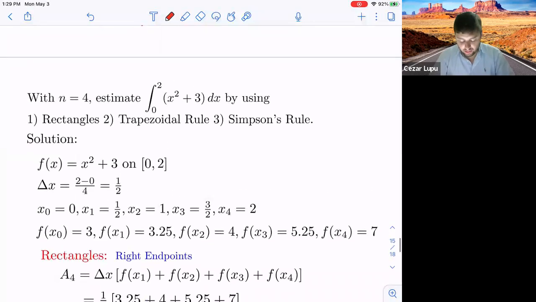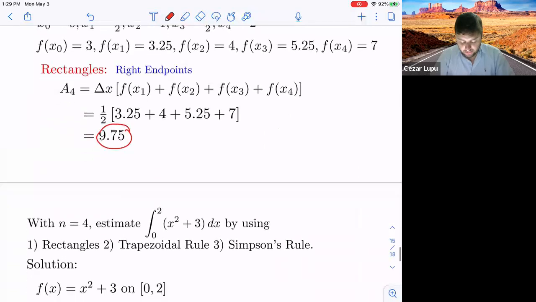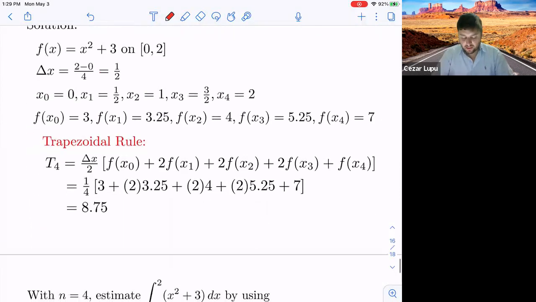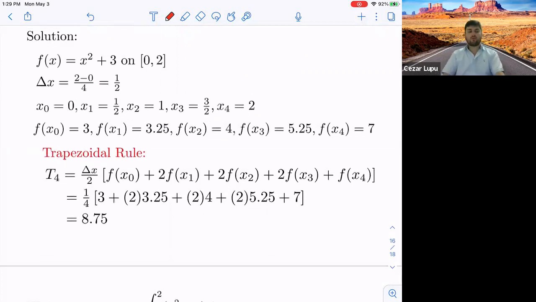Well, we can actually look at the exact value. But anyway, let's see. Now let's use the trapezoid rule. So T4 will be delta x over 2 times f of x naught plus 2f of x1 plus 2f of x2 plus 2f of x3 plus f of x4. And then just algebra, because we already know the values, we're going to plug them in. And then at some point, it will give you 8.75. So we have another value.